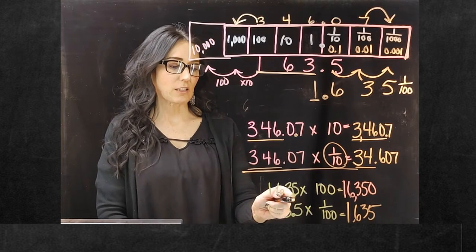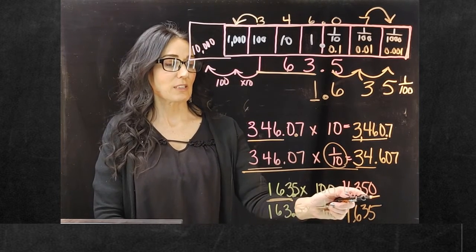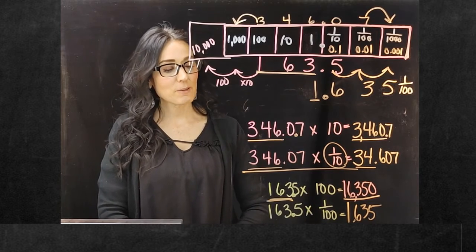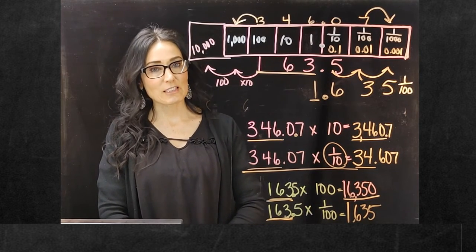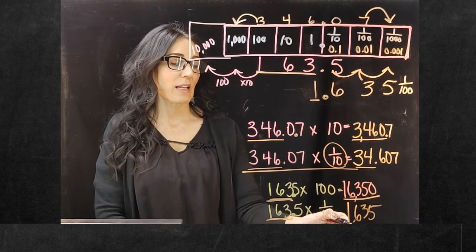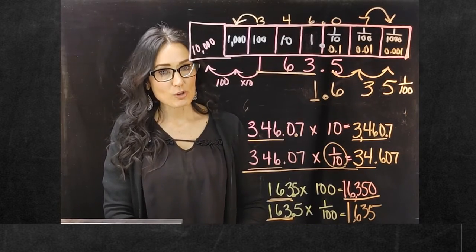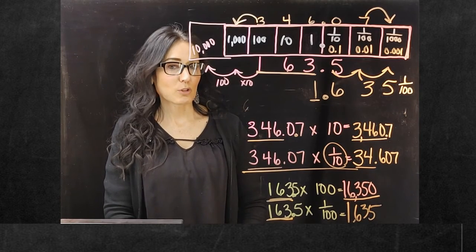So you'll notice that this original number of 163 and 5 tenths times 100 is now 100 times larger. So it's 16,350. And this original number of 163 and 5 tenths times 1/100th is now 100 times smaller. It now only equals 1 and 635 thousandths. So that is how you multiply using multiples of 10.